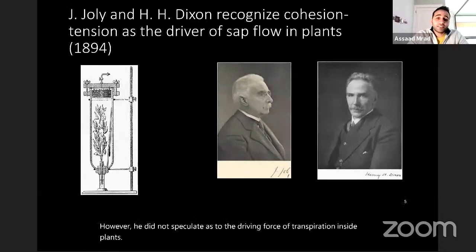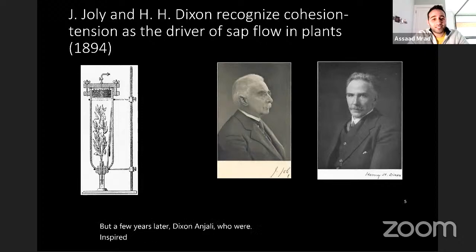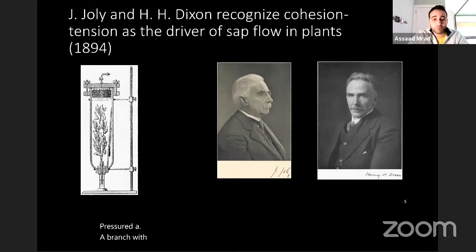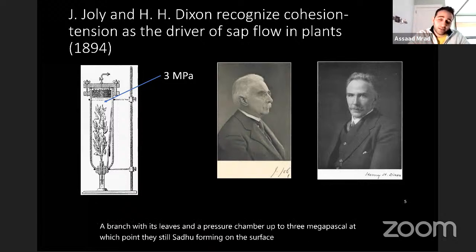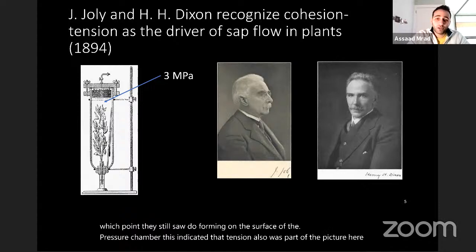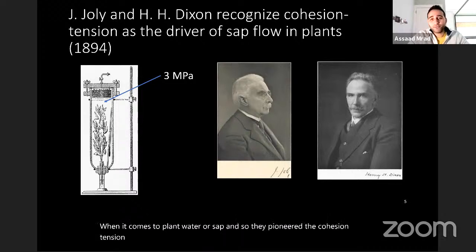But a few years later, Dixon and Jolly, who were inspired by Strasburger's experiments, devised an experiment of their own in which they pressured a branch with its leaves in a pressure chamber up to 3 megapascal, at which point they still saw dew forming on the surface of the pressure chamber. This indicated that tension also was part of the picture here when it comes to plant water or sap. And so they pioneered the cohesion tension theory as the driving force for sap flow in plants.